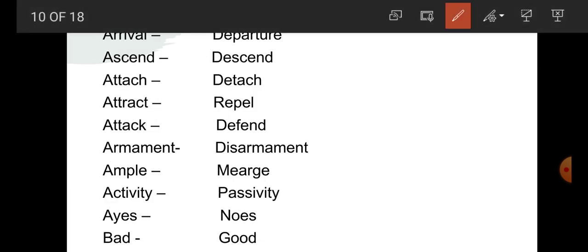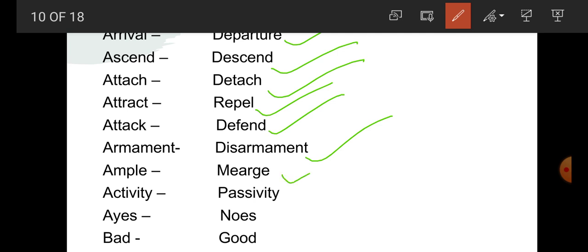Now next one, students, arrival, departure. Ascent, descent. Attach, detach. Attack, defend. Armament, disarmament. Ample, meager. Activity, passivity. Bad, good.